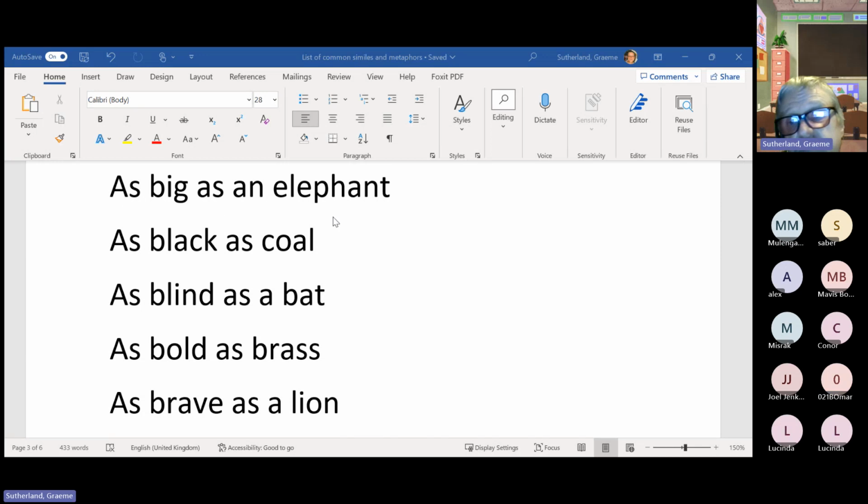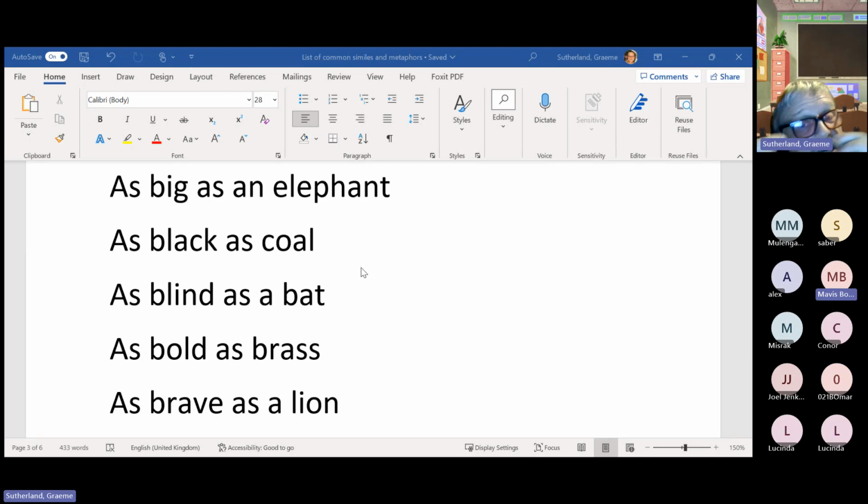As big as an elephant. Can you see that? All right, somebody explain. If I said something was as big as an elephant, what am I saying about it? He might look like an elephant, but that's not the main thing I'm saying about him. It's very large. That's right. Gargantuan. And powerful.